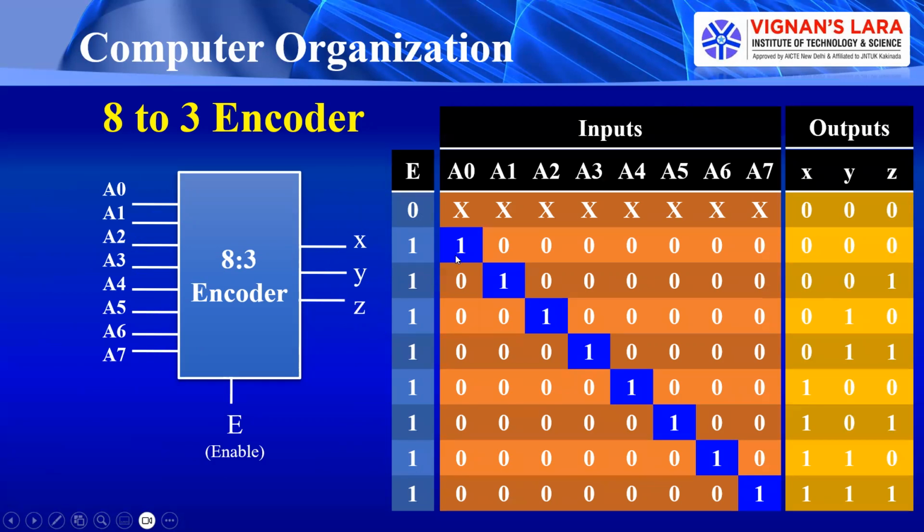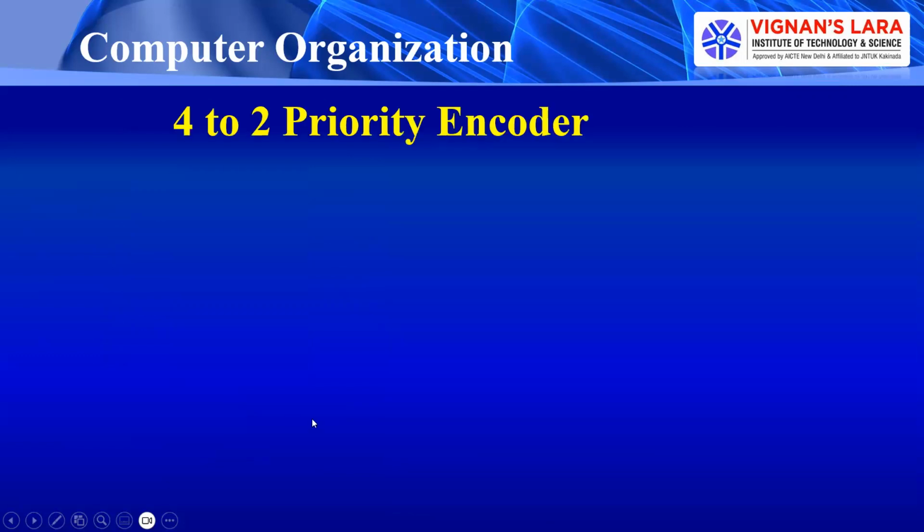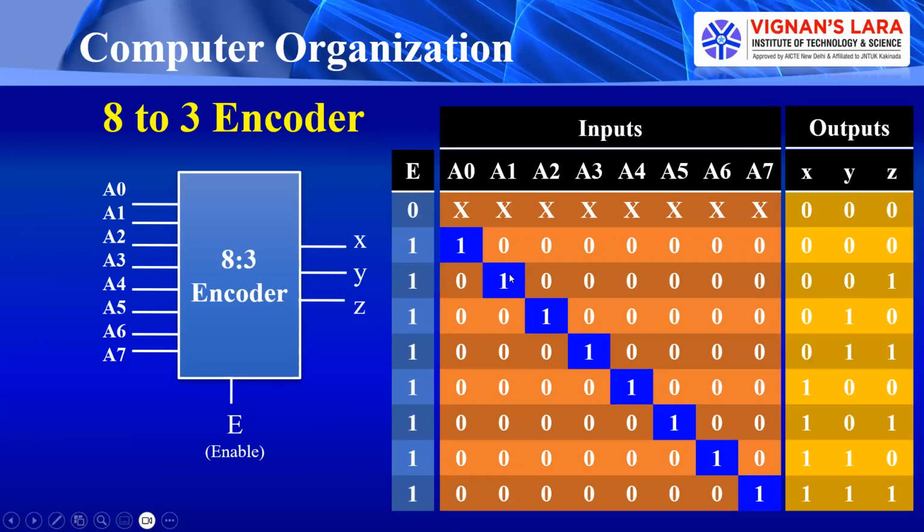So A0 is active here, so the corresponding code produced at the output of the encoder is 0, 0, 0. If A4 is active, then the code produced on XYZ is 1, 0, 0. And if A7 is active, then the code produced at the output of the encoder is 1, 1, 1. So the major drawback of this encoder is that at any instant of time, only one input should be active. The rest of the inputs should be inactive.